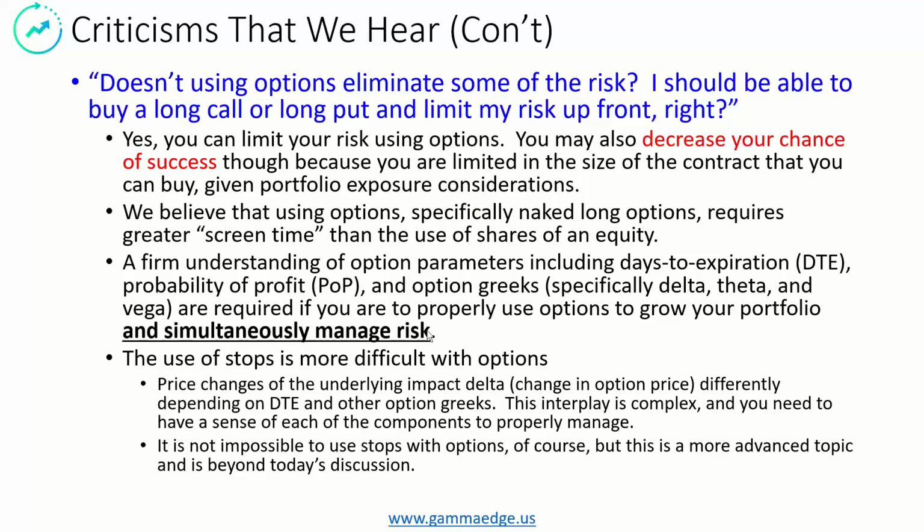So the use of stops is more difficult with options, which we've heard multiple times in the Discord over the past probably 2 to 3 weeks, and I'm sure Paul's inbox has been filled with questions about this. Price changes of the underlying impact delta, and change in option price differently depending on DTE and other option Greeks, which we've already explained. This interplay is complex and you need to have a sense of each of the components to properly manage. That is a key statement there.